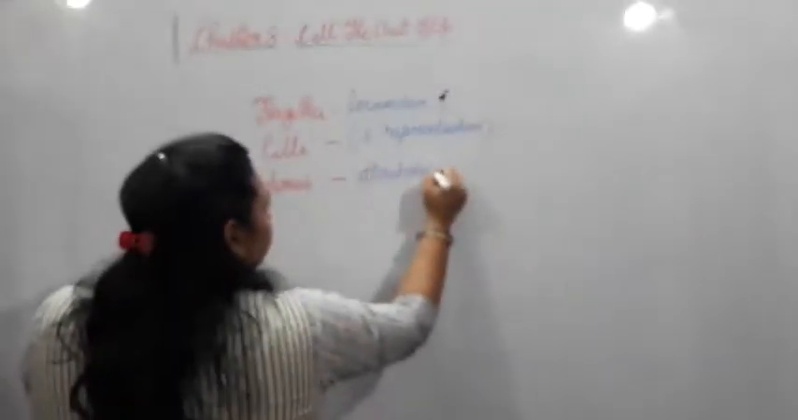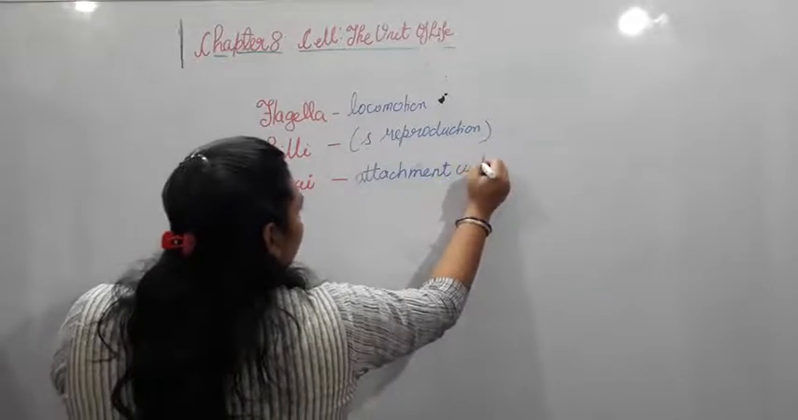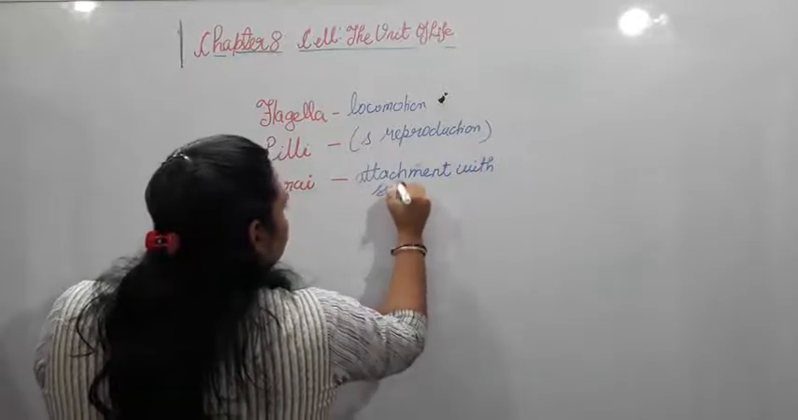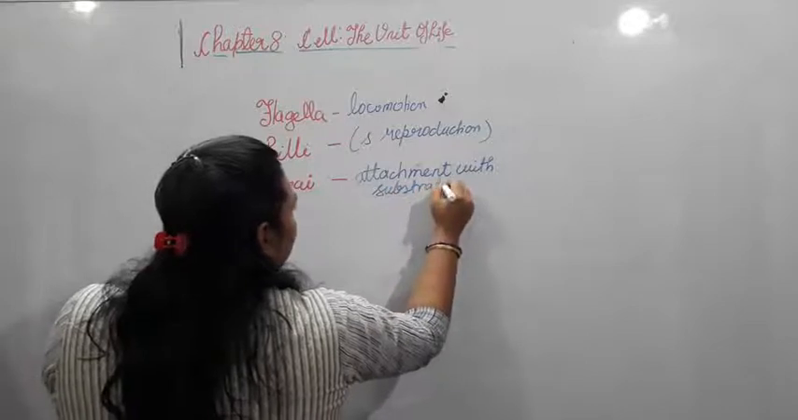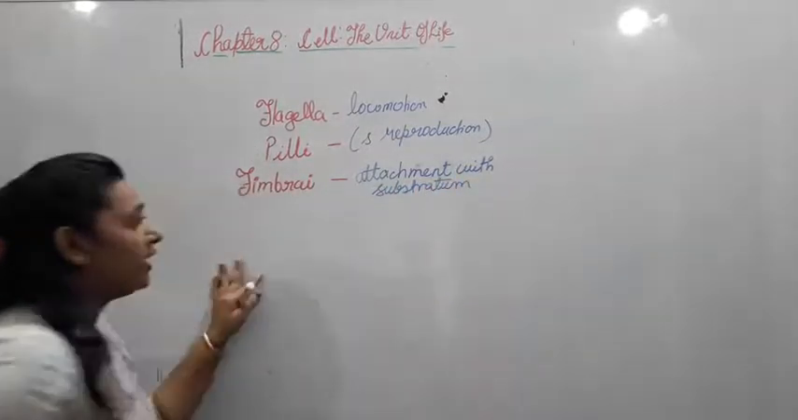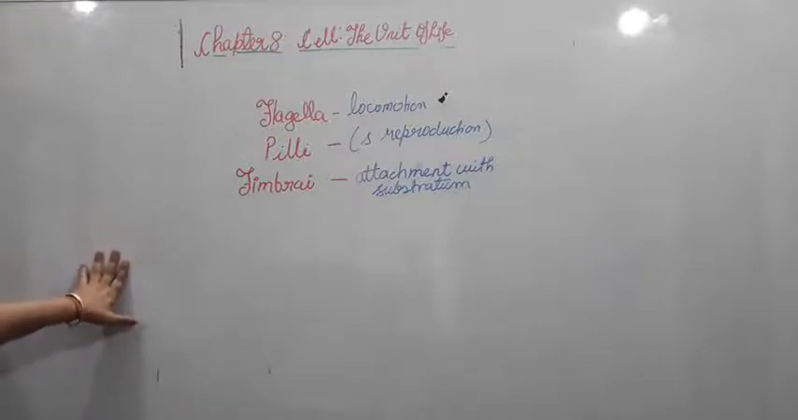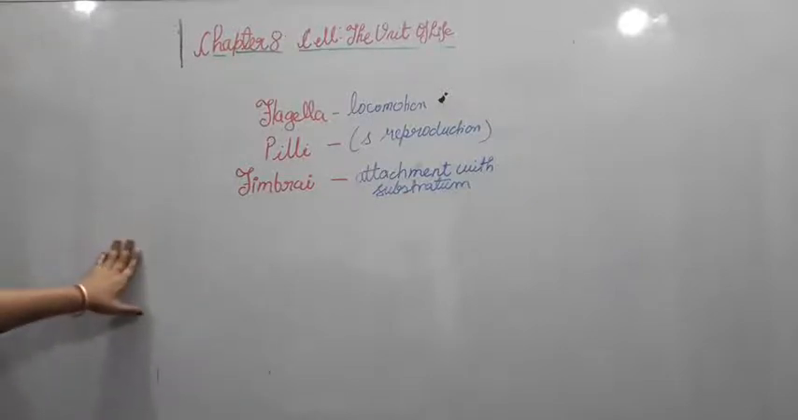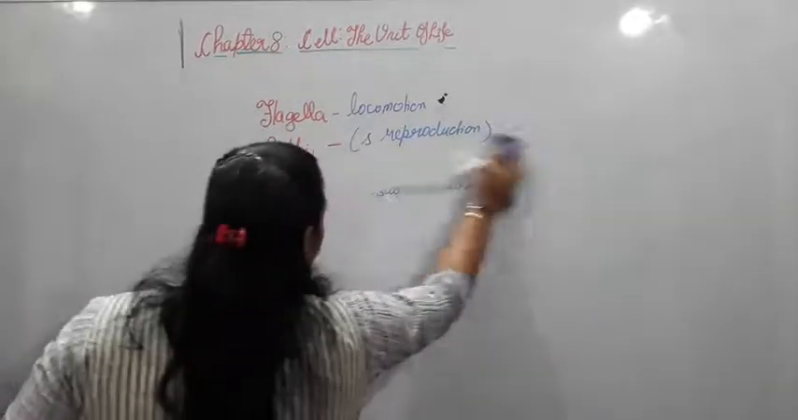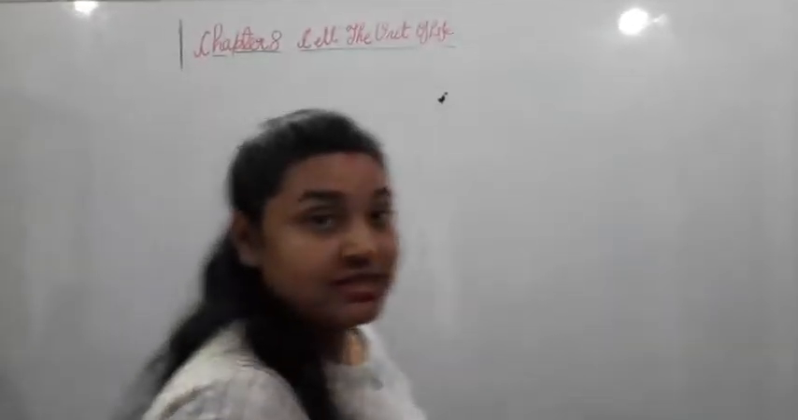Attachment with substratum. Okay, so this one is meant for attachment to the substratum in the bacteria. So fimbriae is really very important for you to know. Now this is about the different parts which are present in the bacteria. Now let us see something extra about the structure of the bacteria. A few more things are there. Now let us see that first.